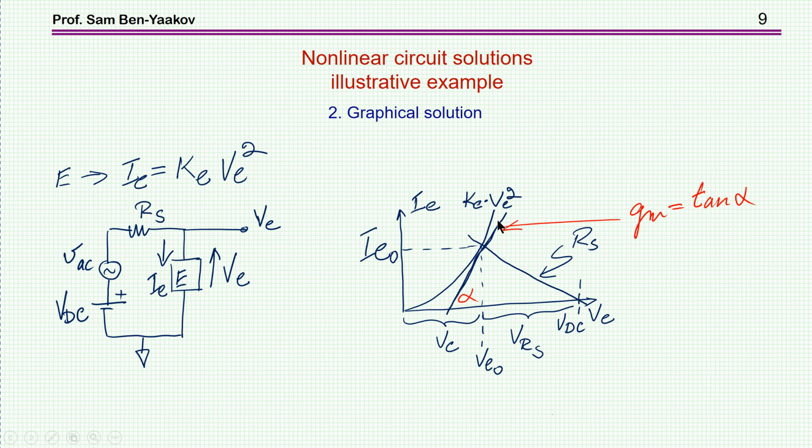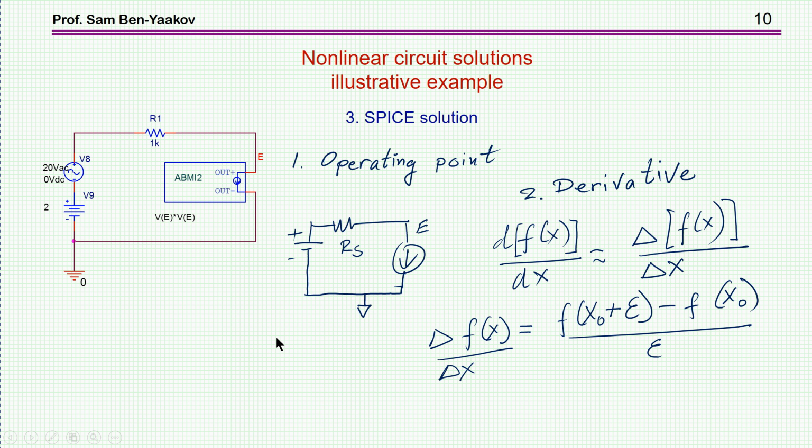And if you now draw a line here, a slope that touches this curve, then of course you can get the Gm, which is the tangent alpha. This is the angle here, alpha. So this is just an insight of what's really happening. The question is, of course, how is SPICE taking care of all this?